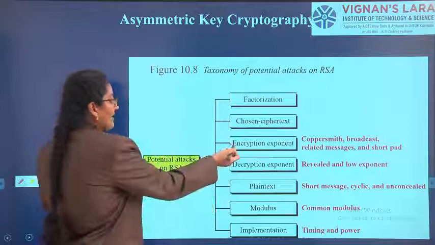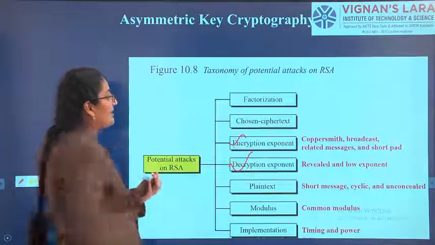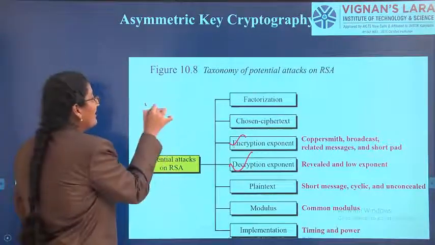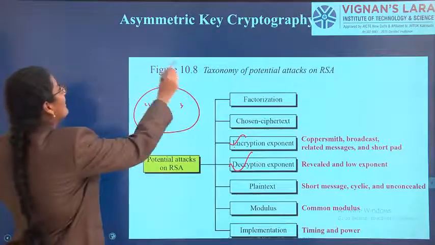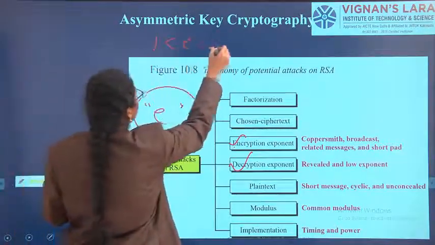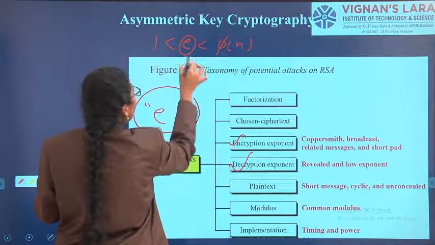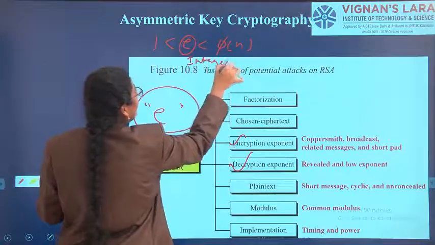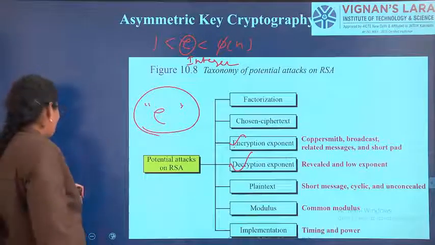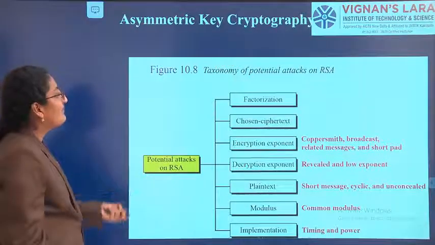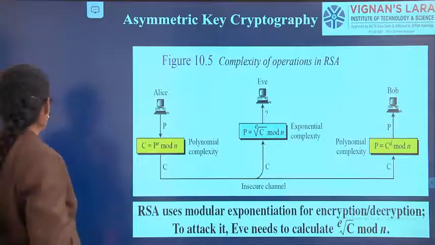Same way, there are problems with the encryption exponent and decryption exponent, nothing but E. We are always considering the E in RSA. So what is the formula to consider E? 1 less than E less than phi of n. Obviously E is also an integer. So we have problems with numbers, we have problems with mathematics. So RSA also will have some problems that we can see in this diagram.